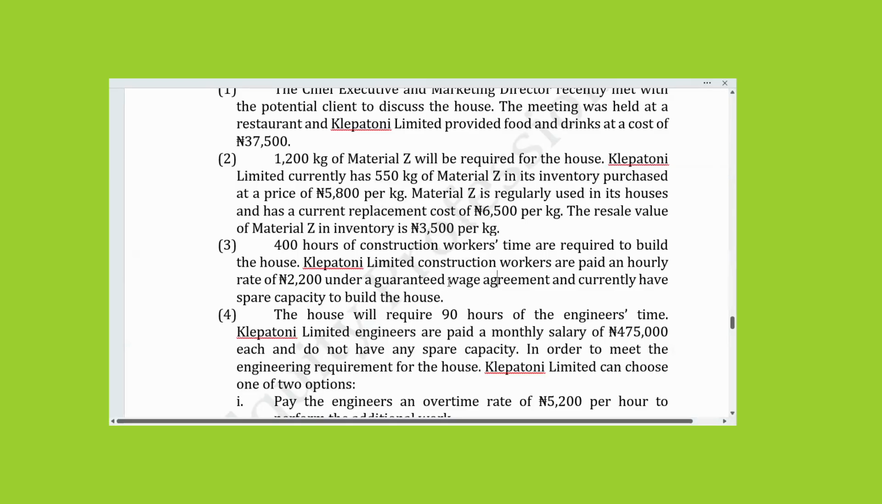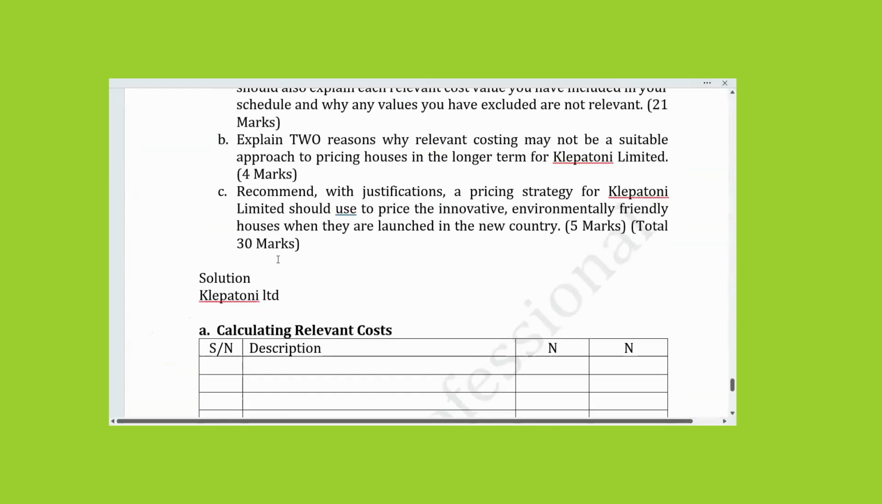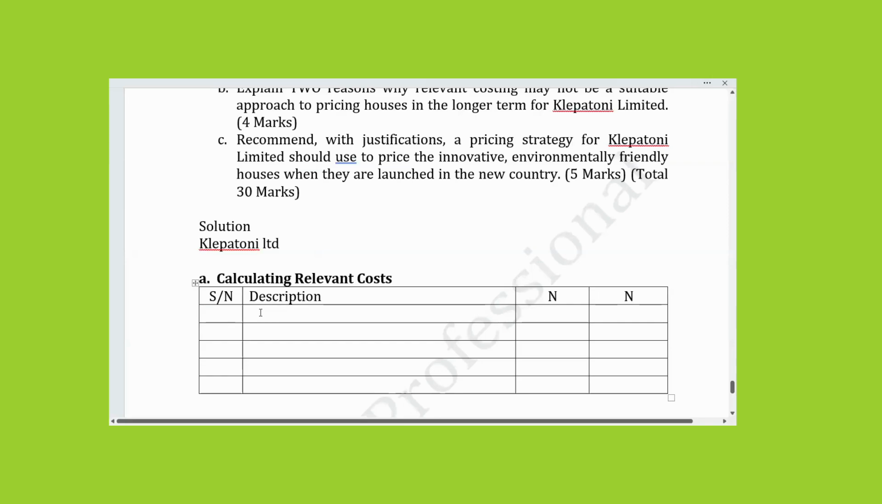So that's that. So I will then come here. Material Z. So we need 1,200 kilogram, and we are told that this 1,200 kilogram will be purchased at 6,500 naira. Somebody should give it to me. Don't let me ask you. Yes, Shola, what's your question? You raised your hand.